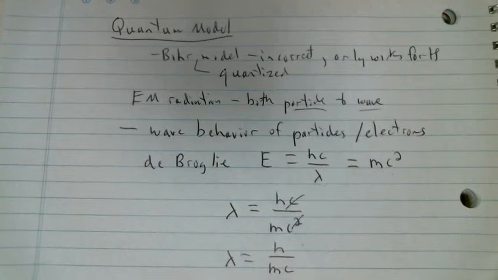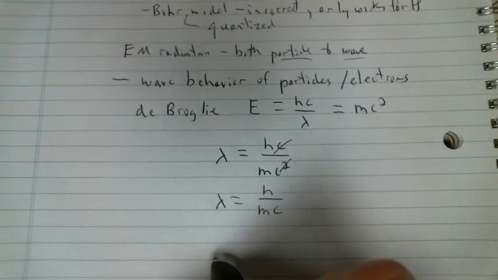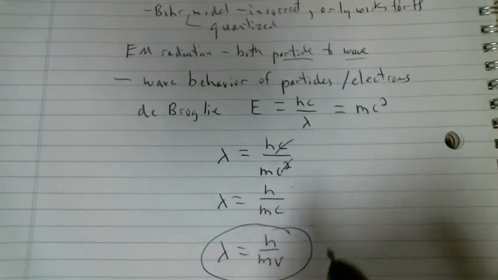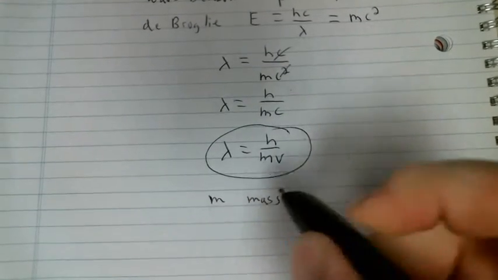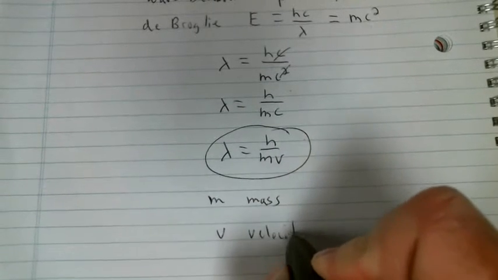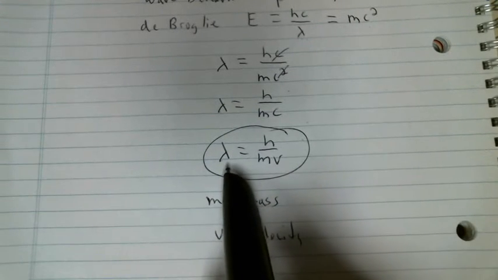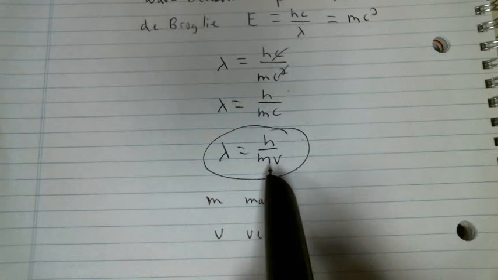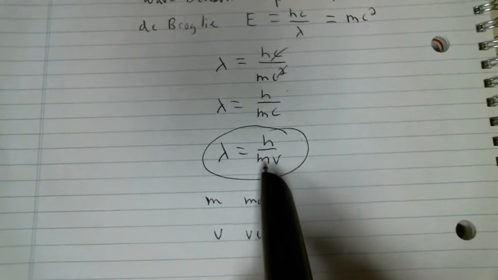And then instead of just talking about the speed of light in there, we're going to now just call it the velocity, because this is going to apply to any particle. So m is the mass and v is the velocity. All right, so that's the idea, and we can then calculate the wavelength of anything. We can calculate the wavelength of an electron. We can take a 100-mile-per-hour baseball and take its mass and calculate its wavelength. We can calculate the wavelength of any object.